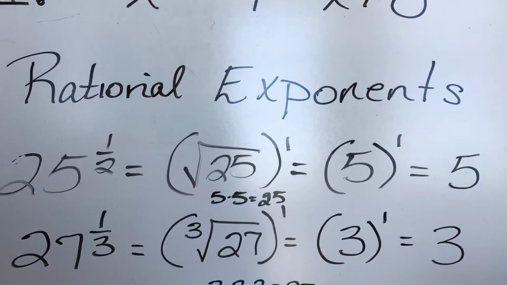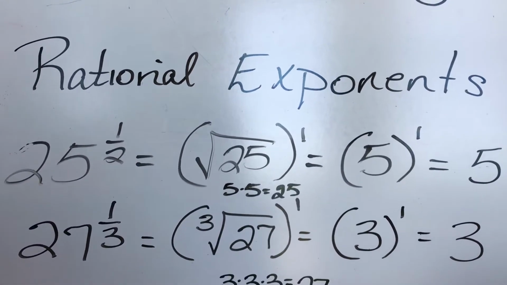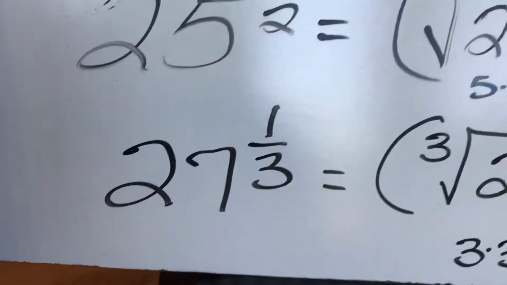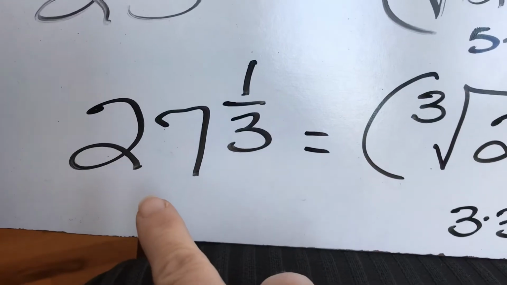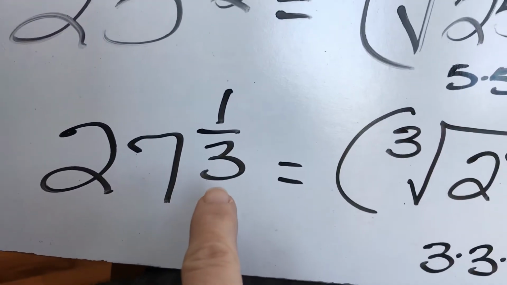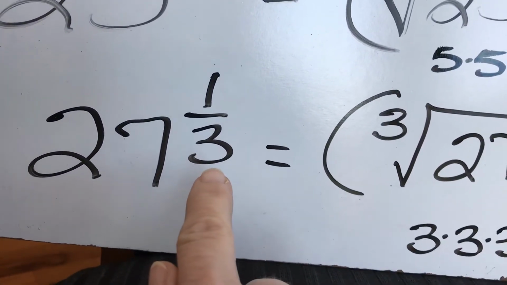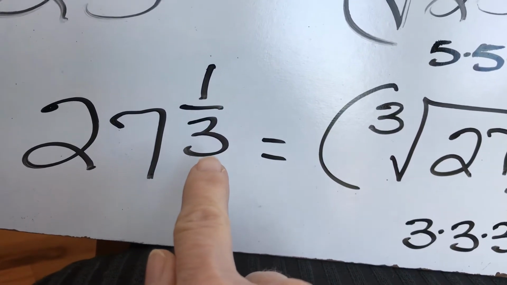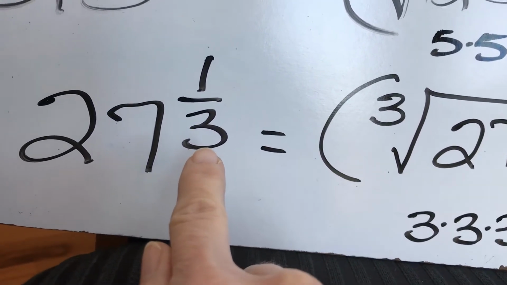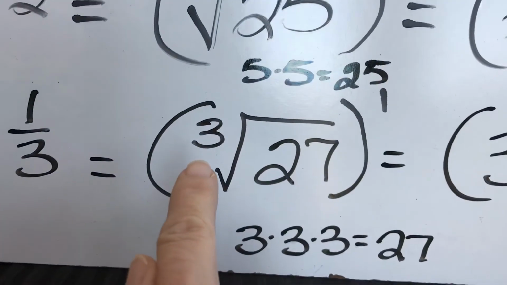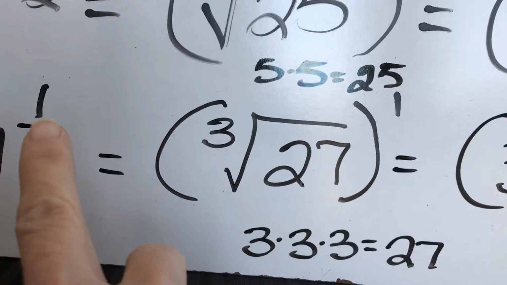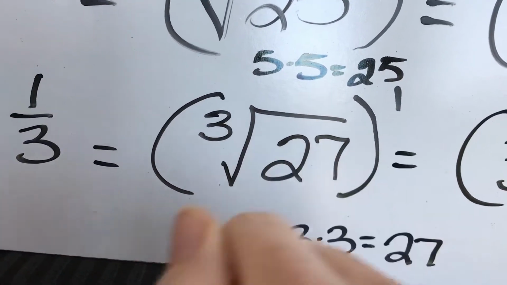My other example that I want to do with you is 27 to the 1/3 power. So I've got 27 to the 1/3 power. The number in the denominator of my fractional exponent tells me what root I need to take. So I'm going to need to take the third root of 27 and then raise it again to the first power. So that's why I have a 1 here.